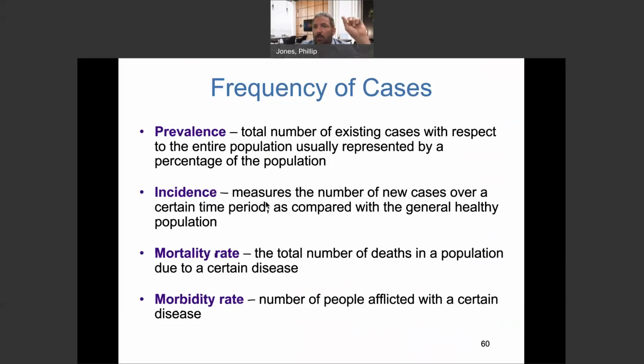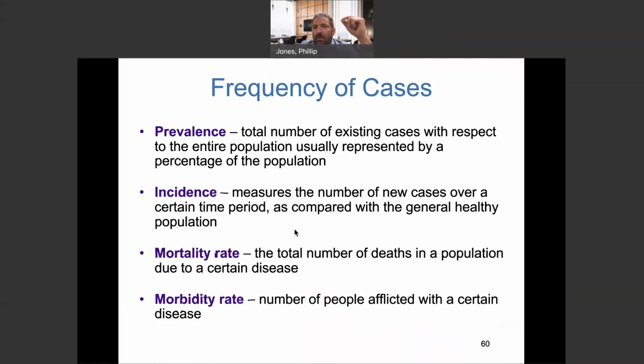Incidence is the number of new cases over a certain period of time as compared to the general healthy population. Prevalence is the total number of existing cases with respect to the entire population. So what is the prevalence of the flu in January? Normally it wouldn't be that prevalent because everyone's outside, and we're social distancing anyway. But what's the prevalence of the flu in December, January? We're all in the same quarters, or were before the current situation.